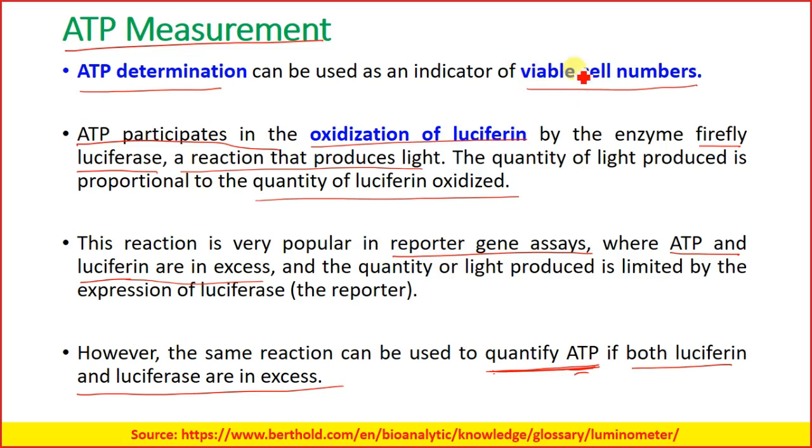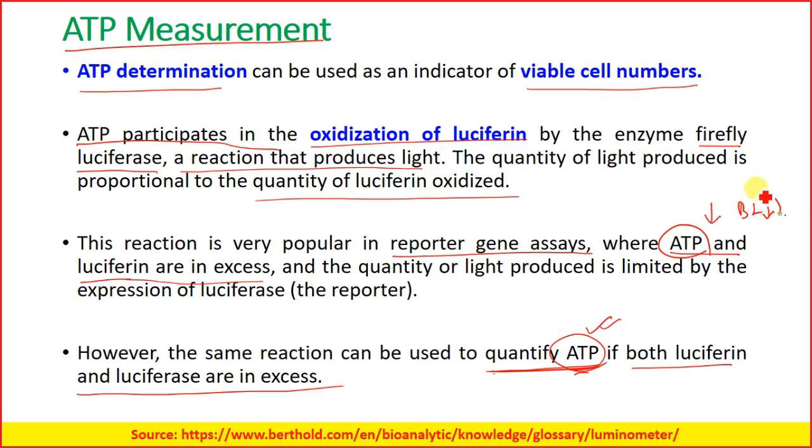So the same reaction, as an indicator of viable cell numbers: if there are larger numbers of cells, rapidly multiplying, you will have a larger amount of ATP. The more ATP there is, the more luciferin is oxidized, and the more bioluminescence there will be. If there is a small number of viable cells, then the amount of ATP available will be lower, and bioluminescence will be lower.